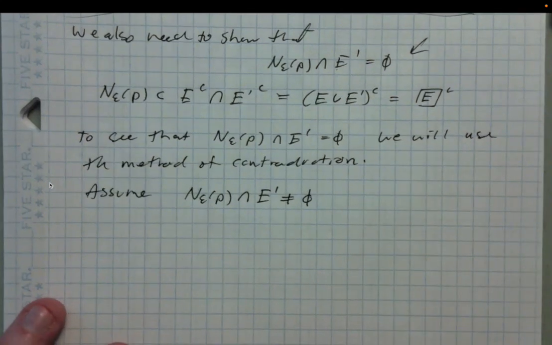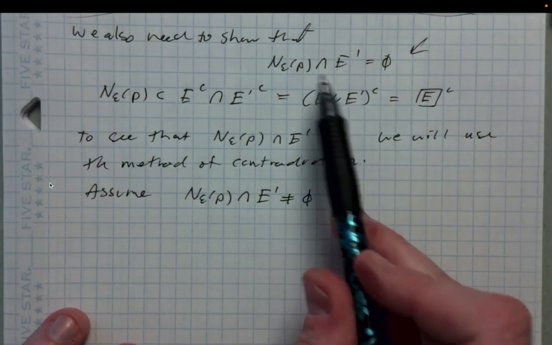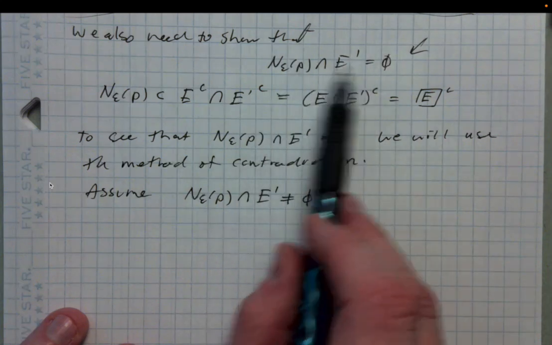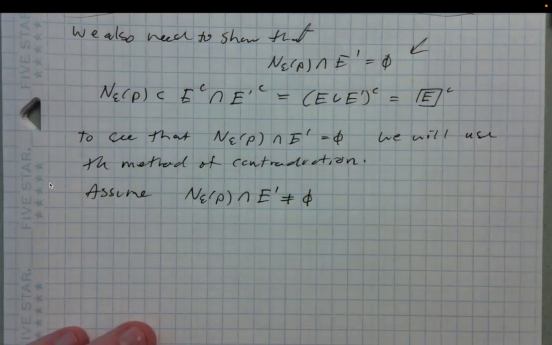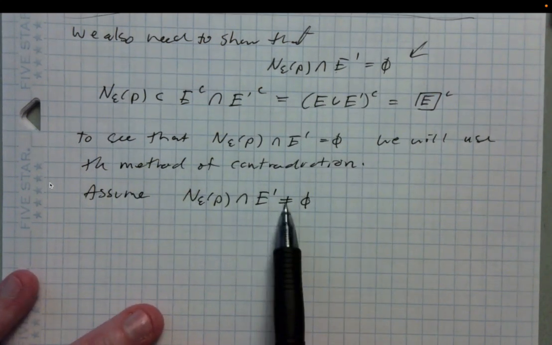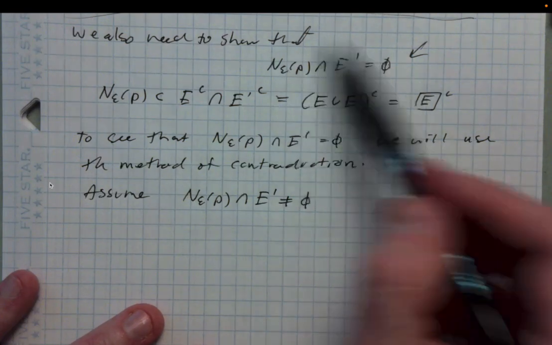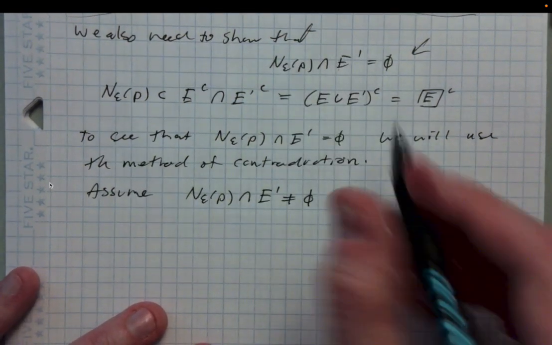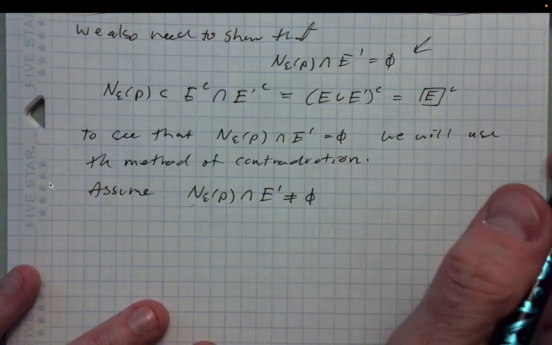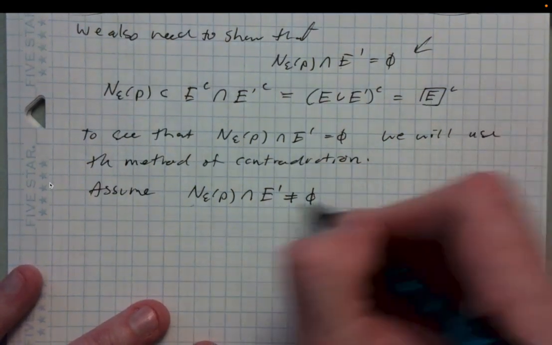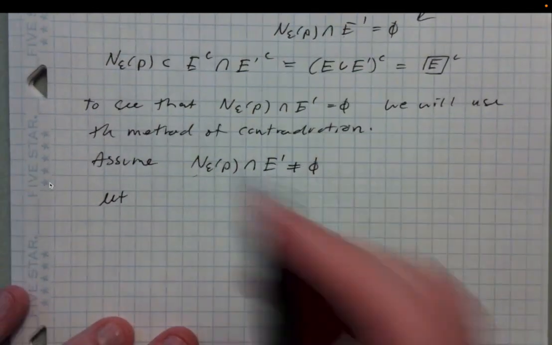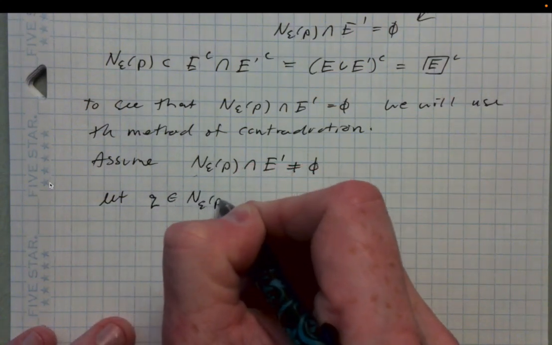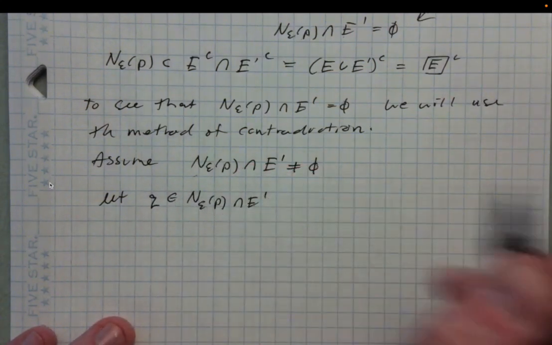Okay, so let's assume the reverse of this, right? Let's assume it's not empty. Actually, we haven't derived this yet. We're going to assume the reverse and see what happens, right? So if this is non-empty, then there's going to be some q in there. Let's go ahead and let q be in the epsilon neighborhood of p intersect E prime.